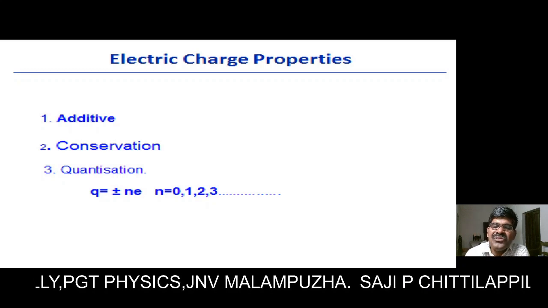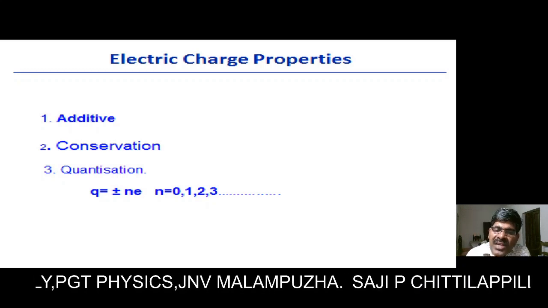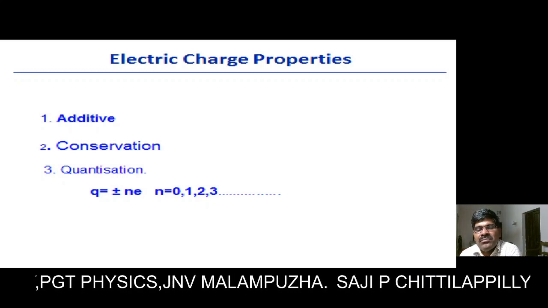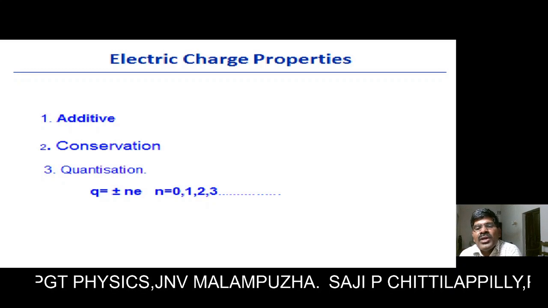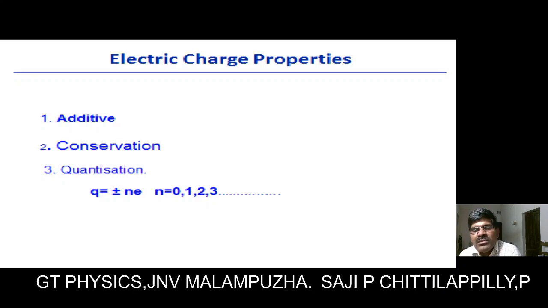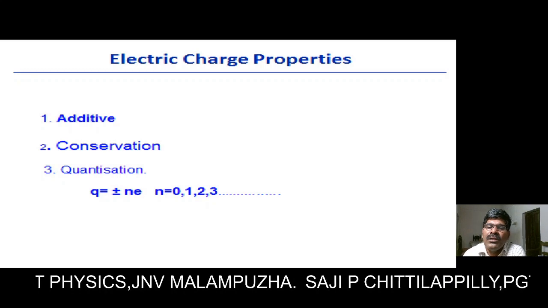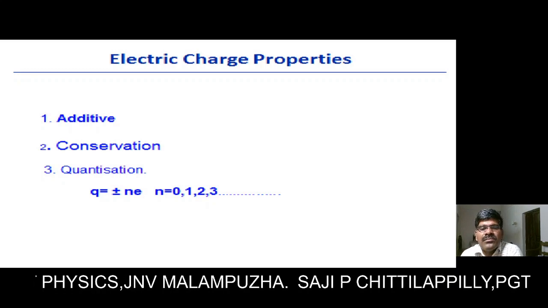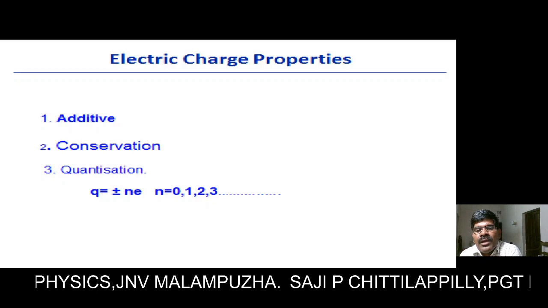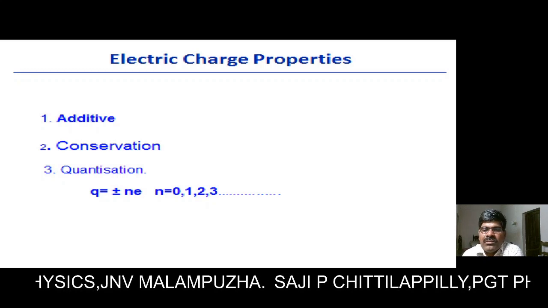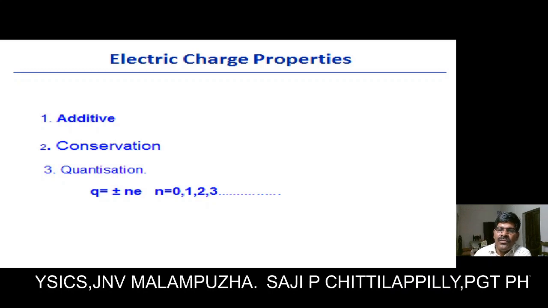Mathematically, we can represent Q is equal to plus or minus Ne. N can take values 0, 1, 2, 3, etc. It can be plus or minus. If it is a positive charge, plus. If it is a negative charge, minus sign. And that is all about the properties of electric charges. Thank you. We will meet again.